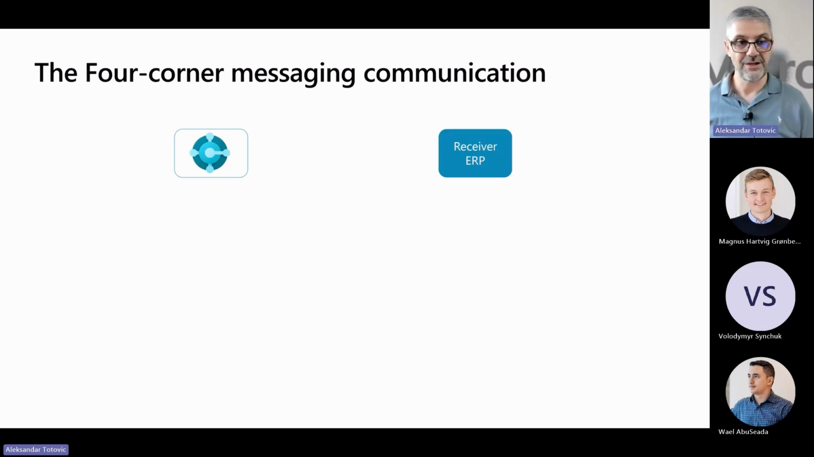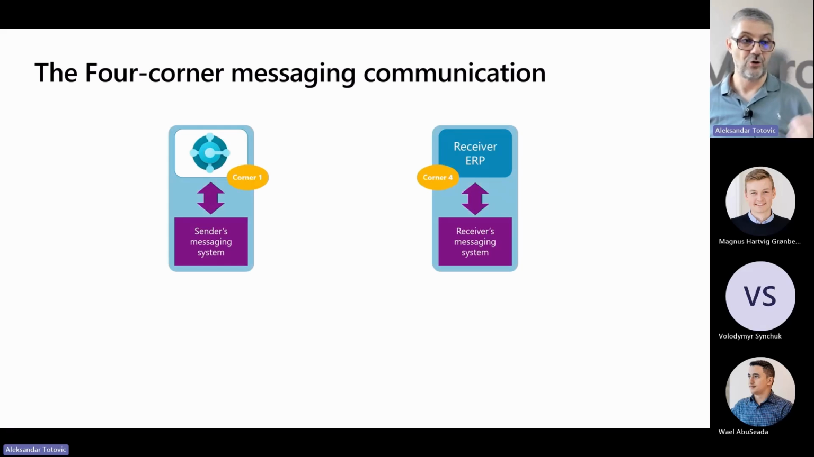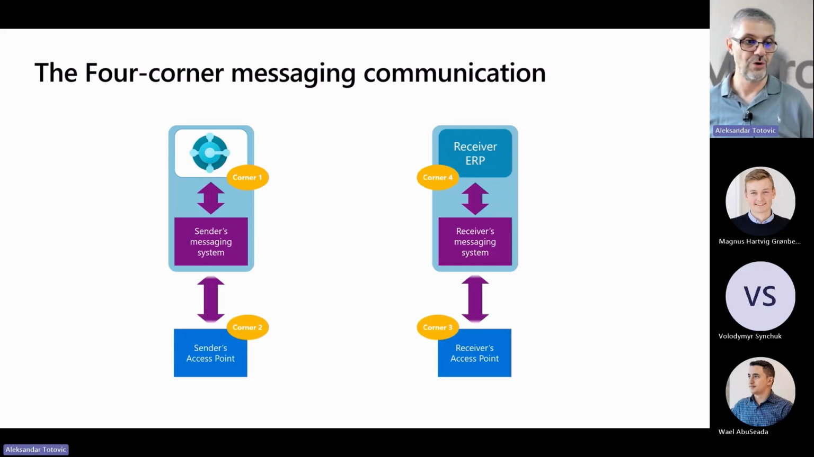If you start with Business Central, we are Business Central and we have some external customer, for example. This is the receiver ERP on this chart. First, you as the sender are corner 1, and your customer as the receiver is corner 4. It is expected that we have both our electronic document messaging systems inside the ERP solutions. Then, moving forward, we have access points at corner 2 and corner 3.